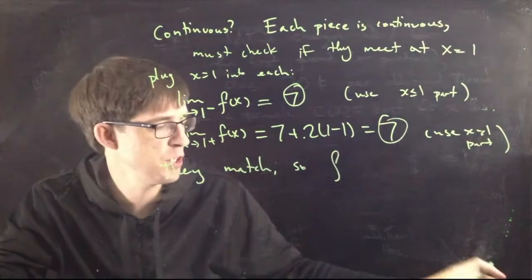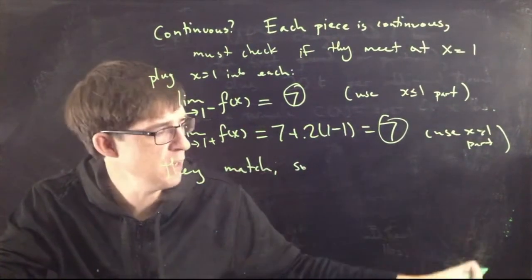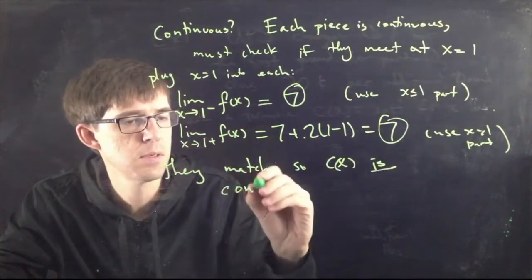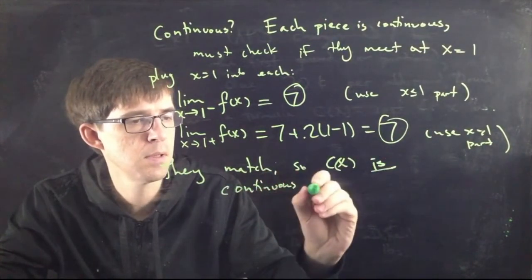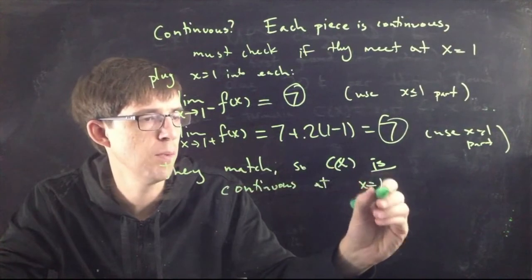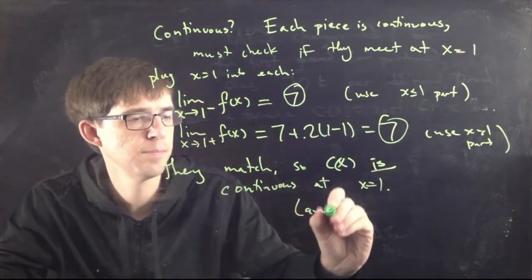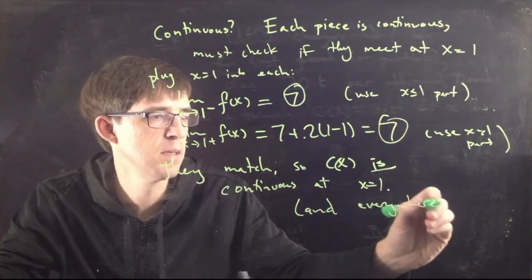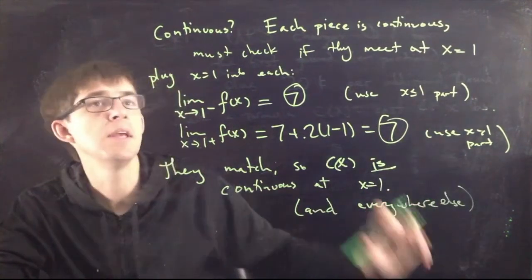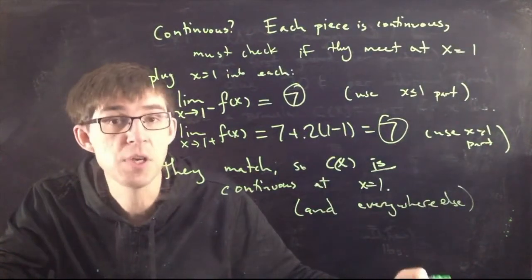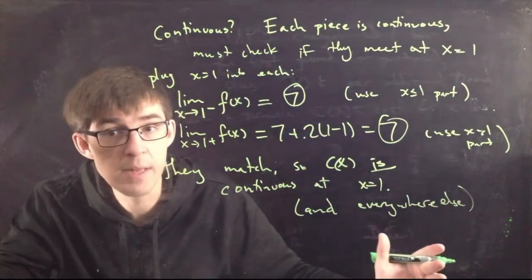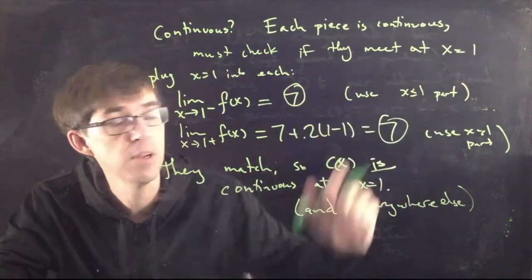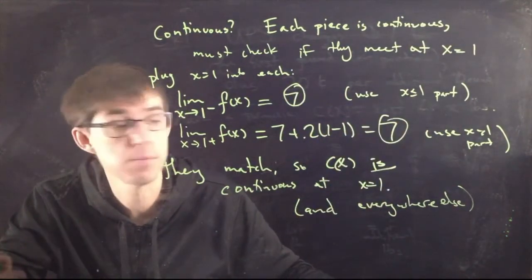So the function, it's not f, it's c of x, is continuous at x equal 1, and everywhere else, because everywhere else it's just lines. So, is it continuous? Yes, this function is continuous. It looks like two lines, which by themselves are continuous, and those two lines actually do meet up at the same point, 7. And so the whole thing is continuous.